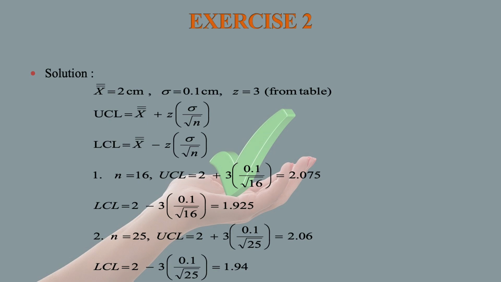In the second case, for n equal to 25, we can calculate upper control limit equal to 2 plus 3 multiplied by 0.1 divided by root 25, that comes out to be 2.06, and lower control limit is equal to 2 minus 3 multiplied by 0.1 divided by root 25, that comes out to be 1.94. So you see that for two sample sizes we have calculated the control limits, that is upper control limit and lower control limit.